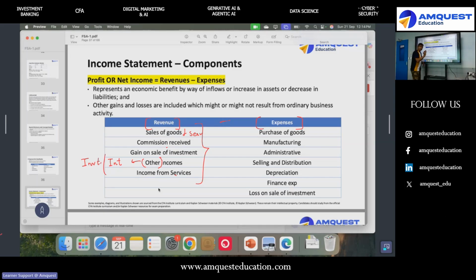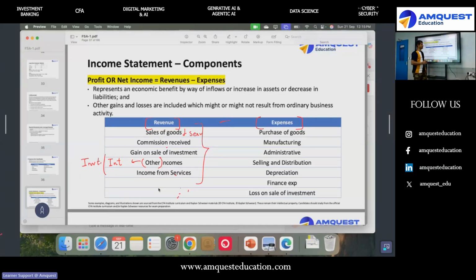It is not necessary that it's only from sale of goods. When we do it in India, we always say revenue from sale of goods. That's wrong. Now sale of goods, services, gains on fixed assets, investments, interest income, everything comes in revenue.